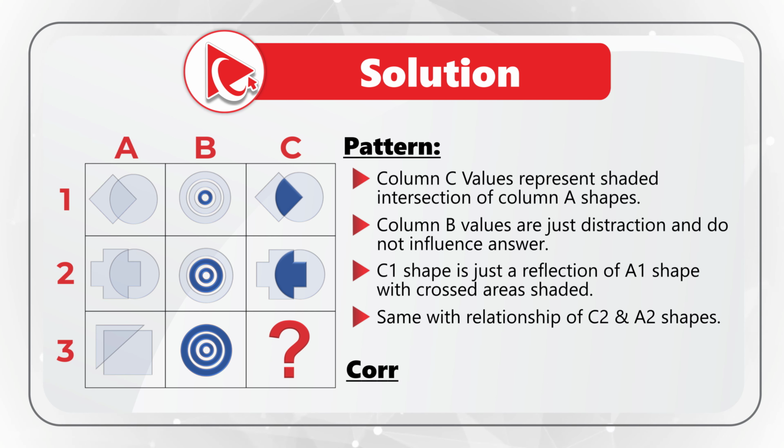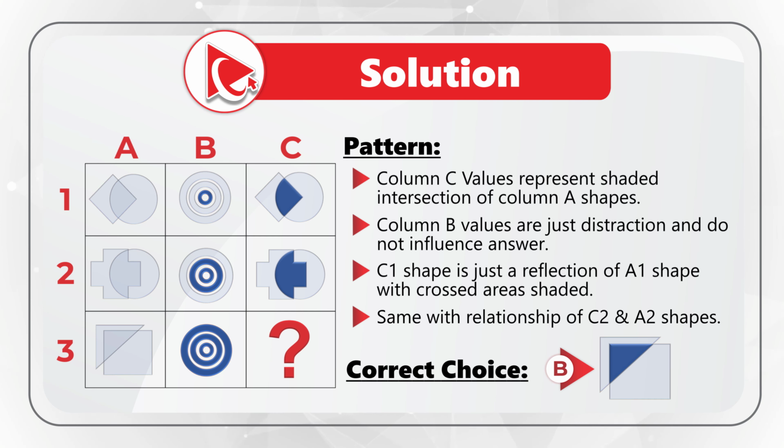Considering this, the correct choice here is choice B, where triangle and square are intersecting, and there's a shaded gray area on the intersection. Do you have a better solution? Please make sure to post it in comments.